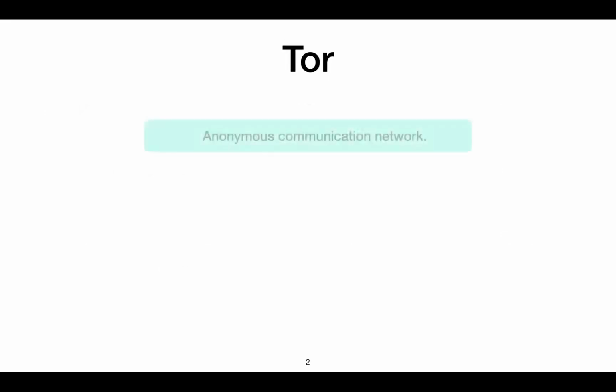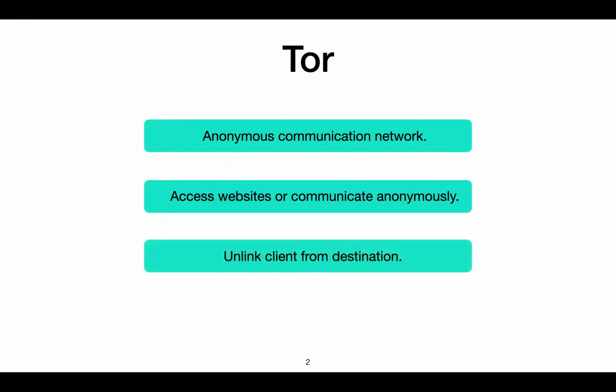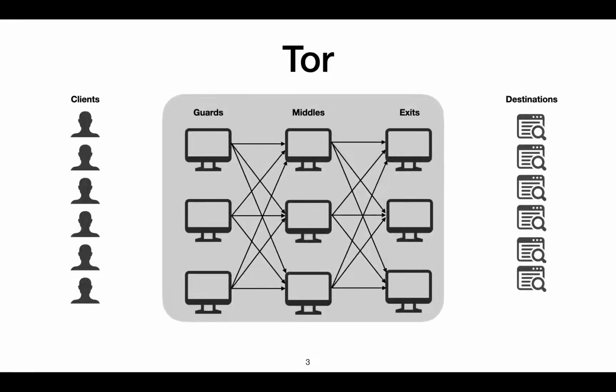Tor is an anonymous communication network, allowing users to access websites or communicate anonymously. It does this by unlinking the client from its destination. In Tor, the route between a client and a destination consists of 3 hops. The route is selected by the client and begins via a randomly selected entry relay named a guard. It then continues to a randomly chosen middle and exit relay before reaching its destination.